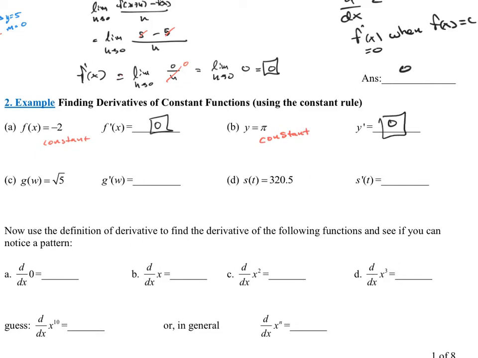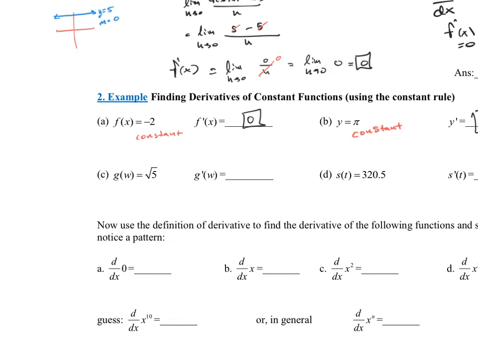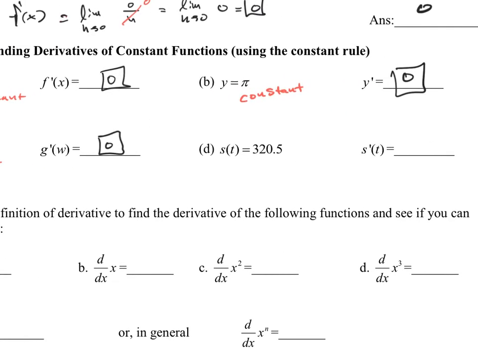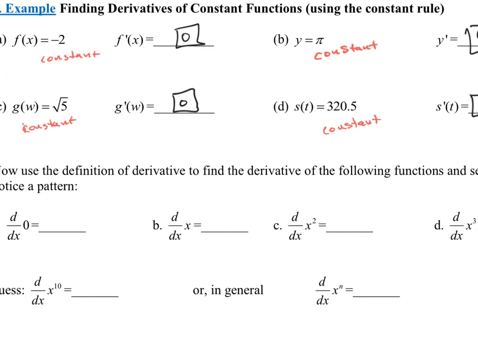In fact, it's the same thing with all of these problems right here. How about the square root of 5? Square root of 5 is an irrational number, but it is just a number. So again, its derivative is 0. It's a constant. Same thing with d. S of t equals 320.5. Again, this is a number. The derivative of any number is 0 because it is a constant. It would represent a horizontal line, and the slope of any horizontal line is 0.